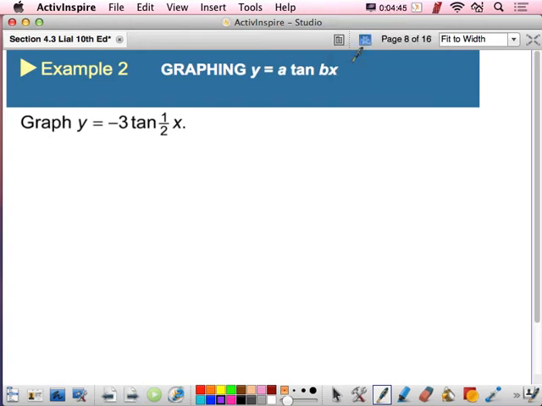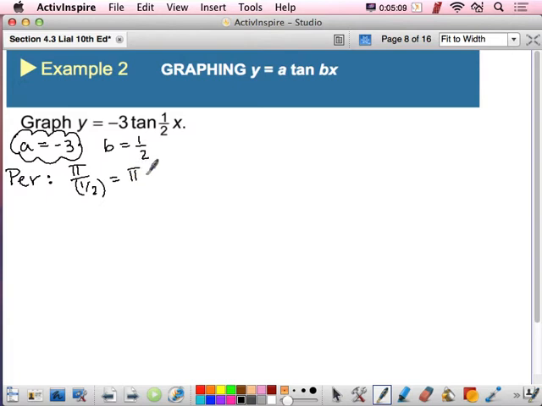Okay, so for this one we have a equals negative 3, and that's going to be a big deal because it's going to switch around where your 3 and negative 3 go in your table, so be careful about that. And b equals 1/2. And that means that the period is pi divided by b. And if I divide by 1/2, it's the same as multiplying by 2 over 1. So the period actually gets bigger and grows to 2 pi. Okay? Then we find your vertical asymptotes. And we memorize those as x equals negative pi over 2b, right? And positive pi over 2b.